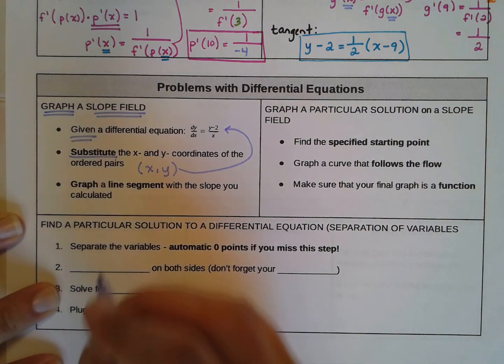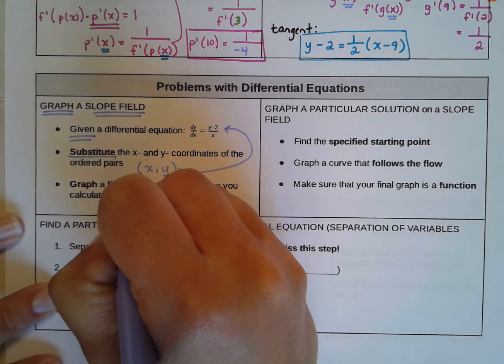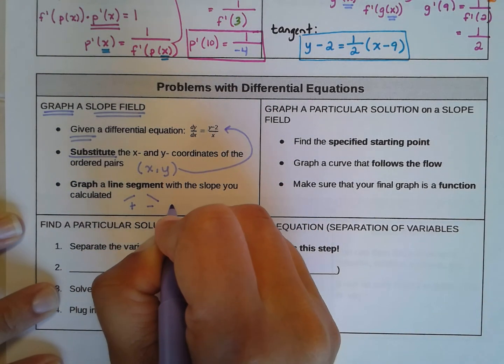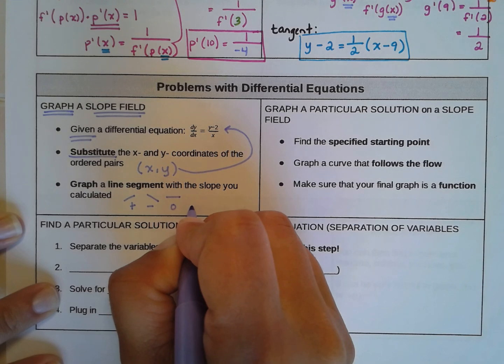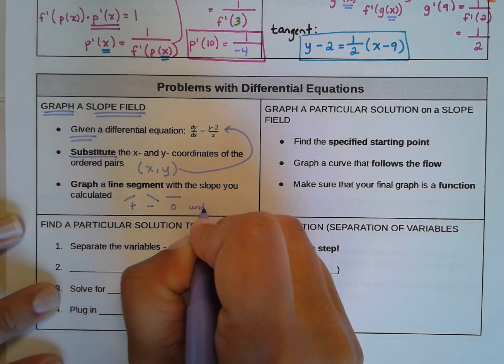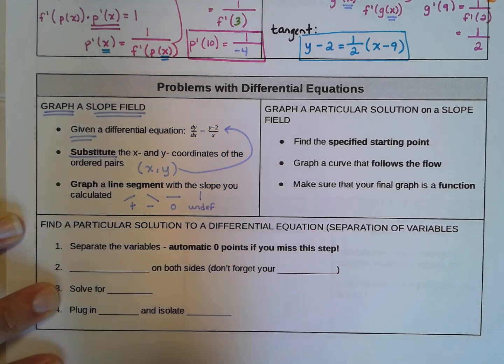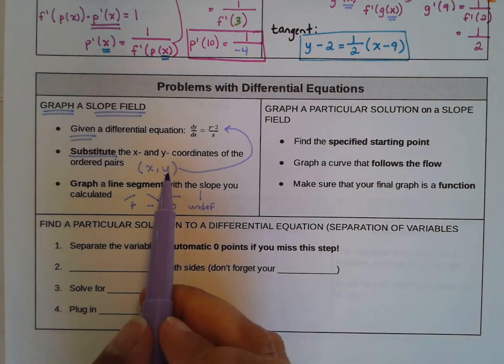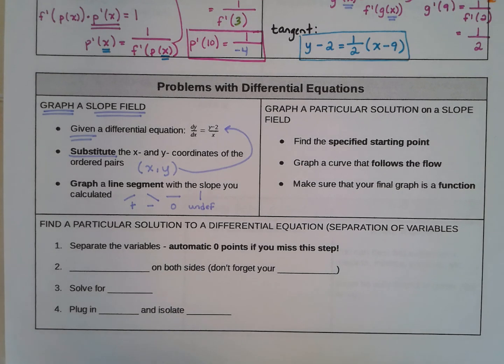Now, what's really important is to remember that positive slopes look like this. Negative slopes look like this. Zero slopes are flat, and undefined slopes are vertical. So it's important to remember that your slope needs to match the slope that you calculate. Now, they're not super picky about how steep the lines are, so you don't have to have a certain steepness, but you do need to have lines that are pointed in the right directions.